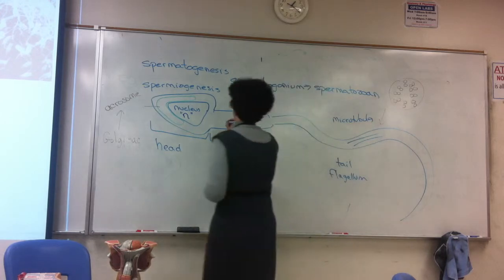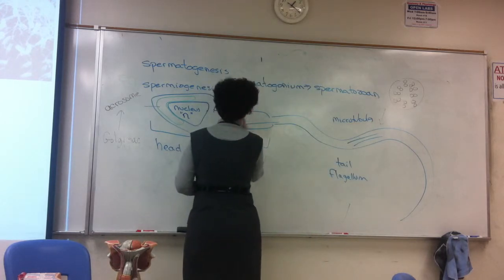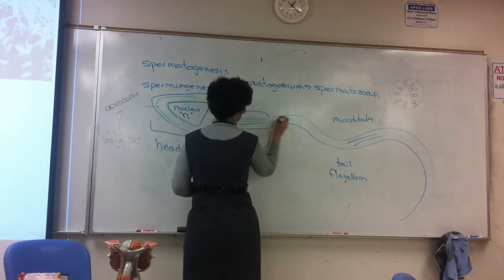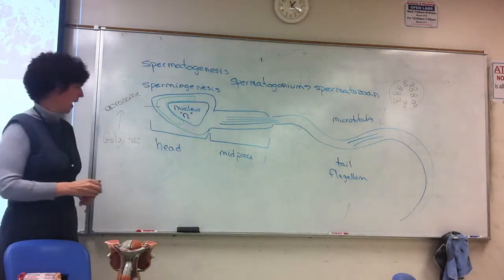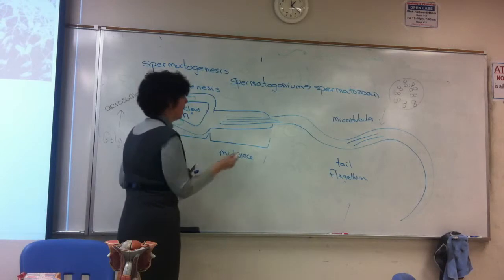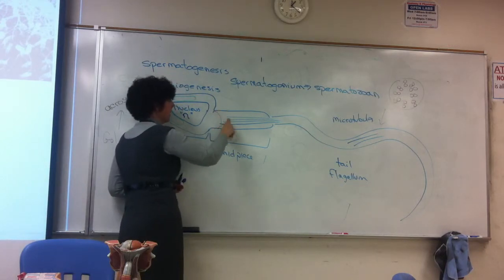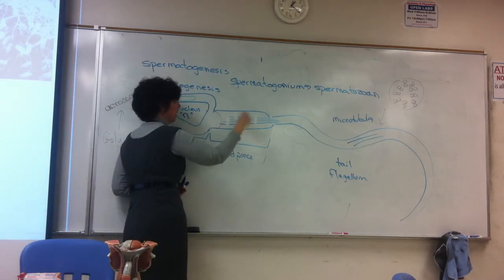Which start here in the mid-piece, kind of like the basal body. And wrapped around in a circular fashion, we have the organelles that are providing the energy. Mitochondria.